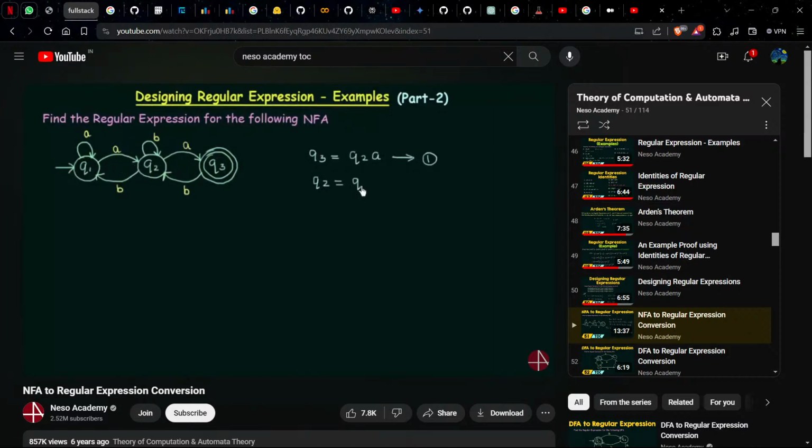From Q1 it is coming with an input A, Q1 A, plus from Q2 it is coming with an input B, Q2 B, plus from Q3 it is coming with an input B, Q3 B. So this one I call equation number 2, and this is the equation for state Q2. Now let's do the same thing for state Q1.